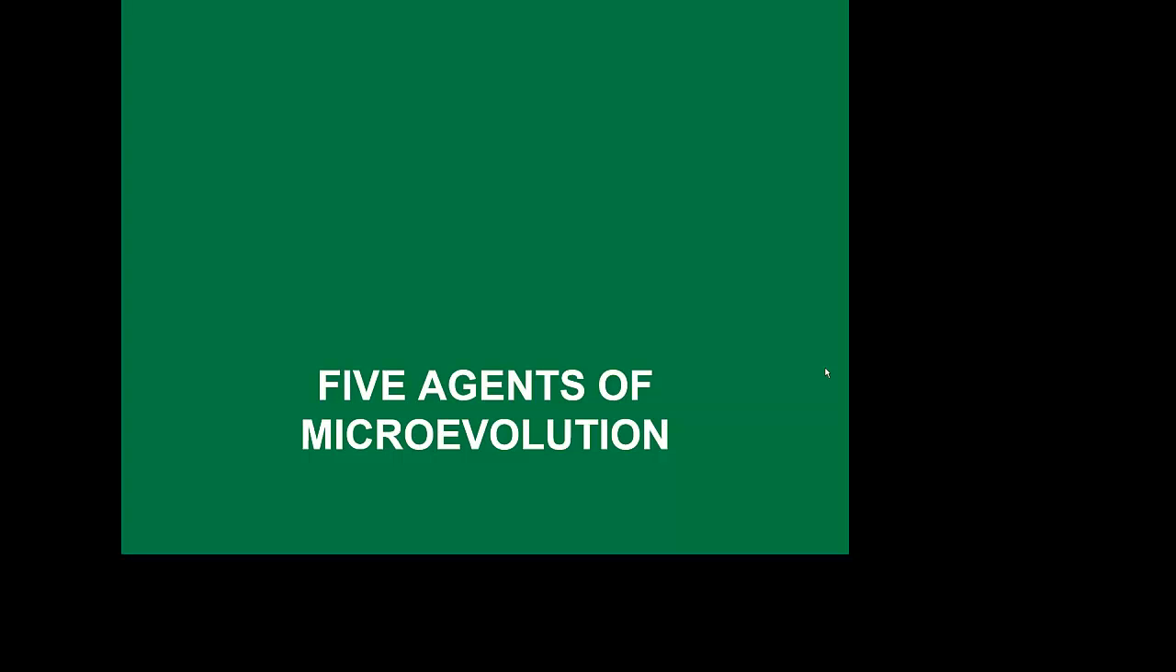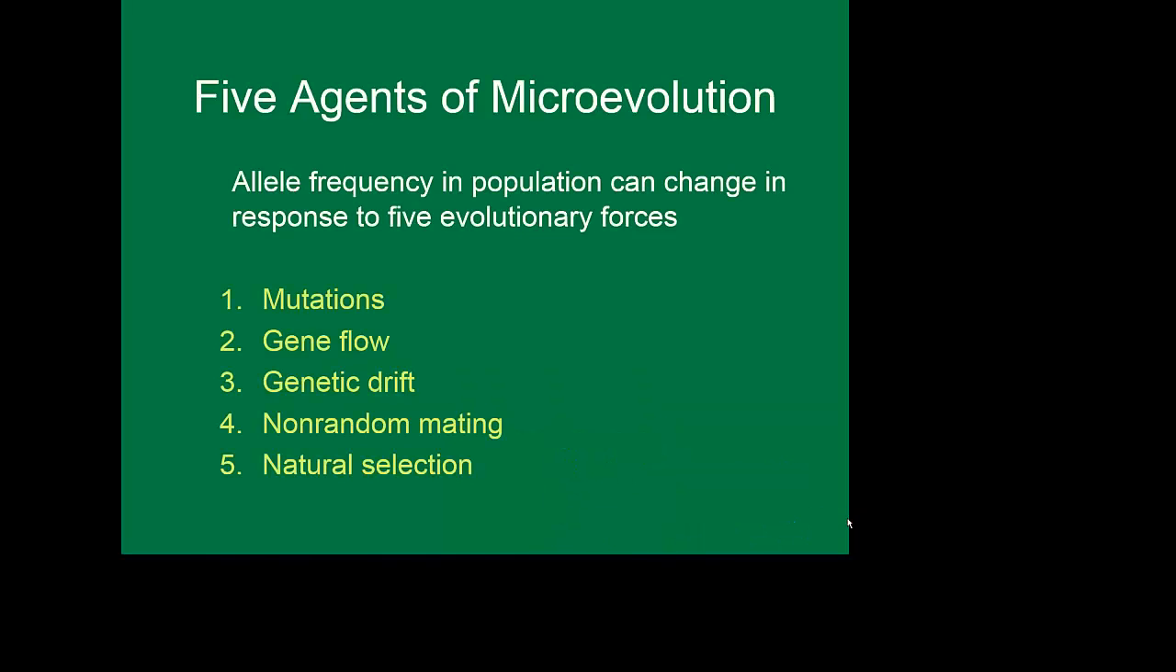So when we talk about microevolution, these are small changes, right? I don't want to look at speciation events yet. I want to look at what changes allele frequencies, or allele concentrations if you want, in a population. There are 5 major things that work on microevolution: mutations, gene flow, genetic drift, non-random mating, and natural selection. Let's look at these individually.